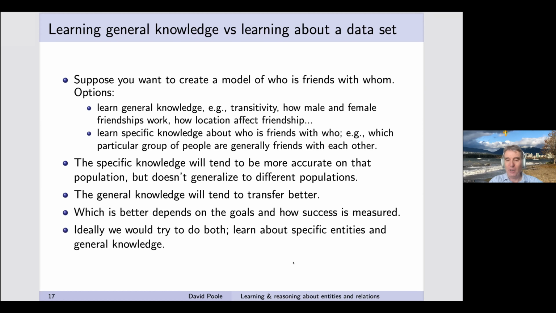Ideally, we'd like to try to do both. We'd like to learn about specific entities and general knowledge. Most of the current models do not do that. They either train on a fixed data set and try to predict on that data set, or else they try very hard to generalize to different domains. Ideally, we'd like to do both.